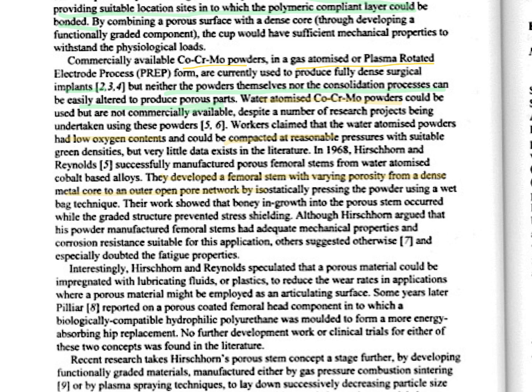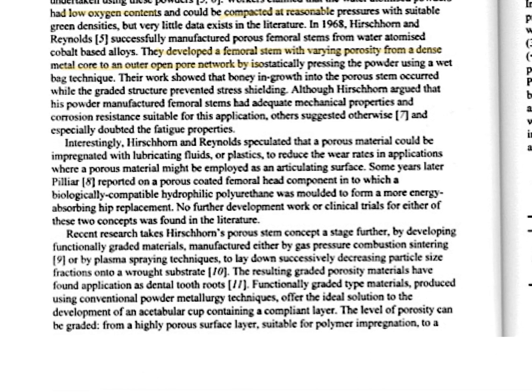So this is the other side of the implant. Why do they want those pores there? Bone growth. You want bone growth on both surfaces, right? Both the top and the bottom of the implant, you want bone growth. And we talked about this before: porous material could be impregnated with lubricating fluids or plastics. Not that that's significant here.